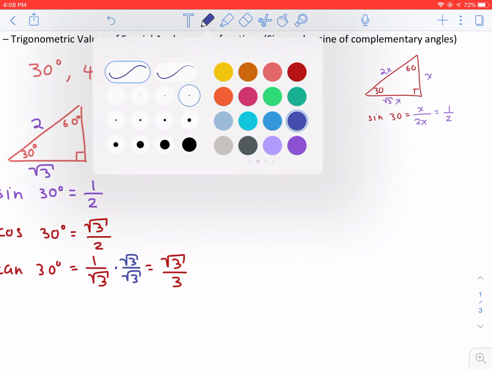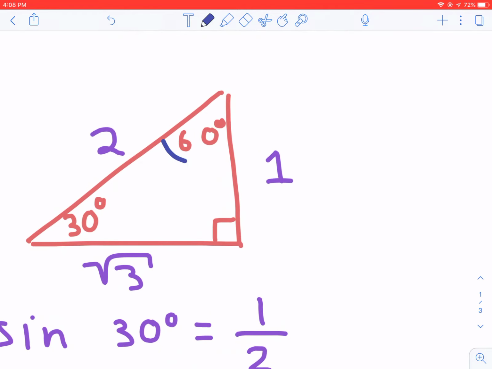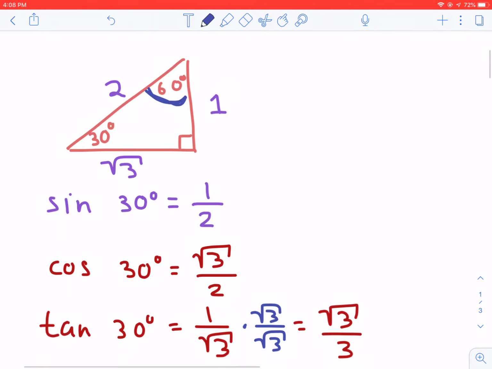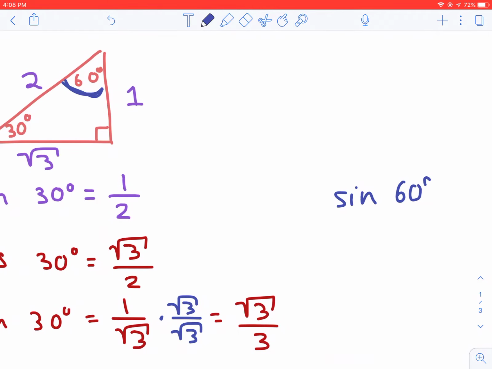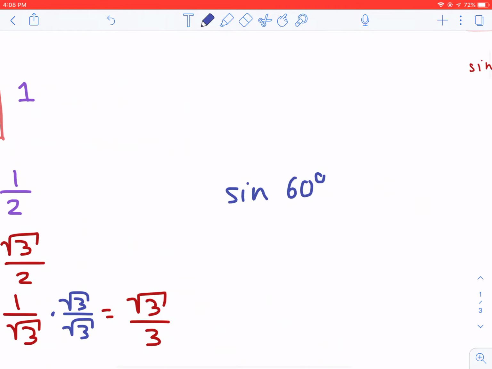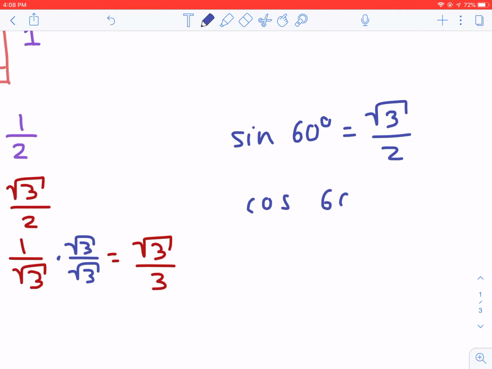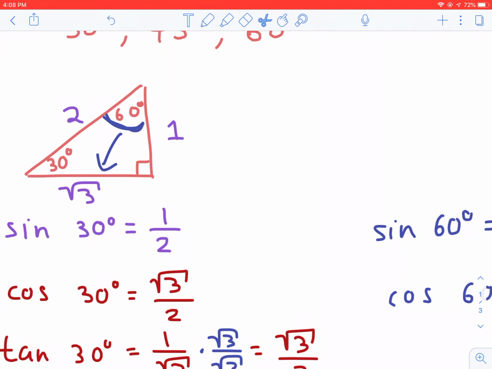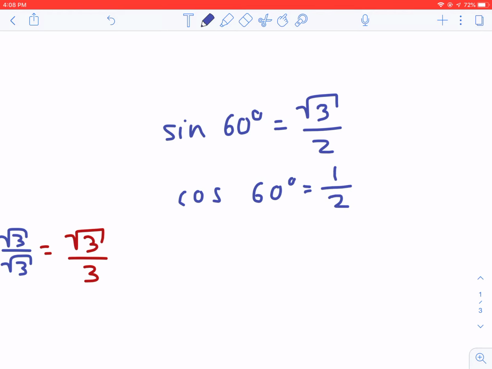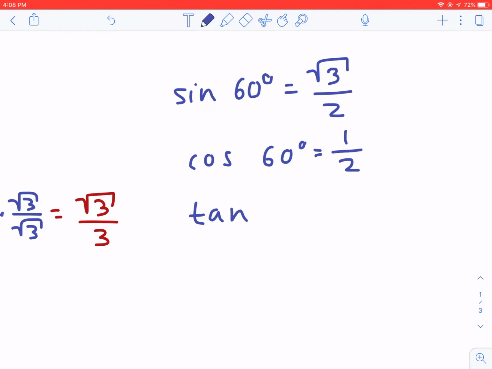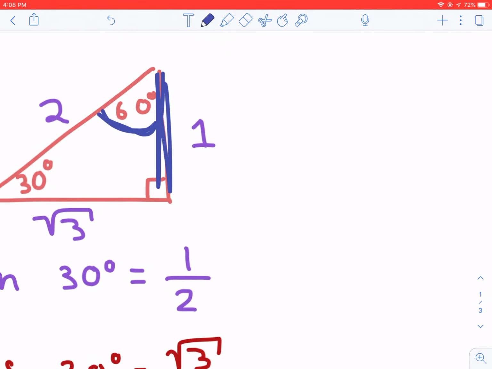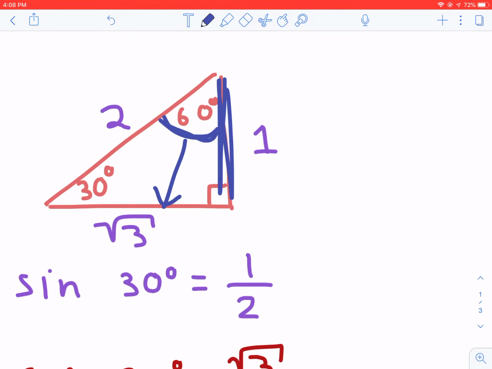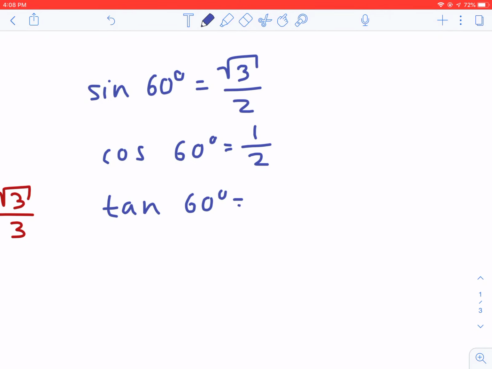All right? So next, we also need to know the sine, cosine, and tangent of 60 degrees. So here's our 60-degree angle. If I'm doing sine of 60, now my opposite side is radical 3. And the hypotenuse is still 2. If I'm doing cosine of 60 degrees, my adjacent side is now this guy, which is 1. Hypotenuse is still 2. And lastly, tangent of 60 degrees. Well, tangent of 60 is opposite, radical 3, over adjacent. So that's radical 3 over 1, which is just radical 3.